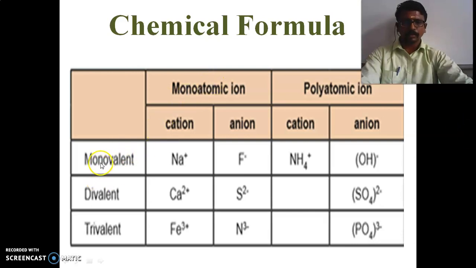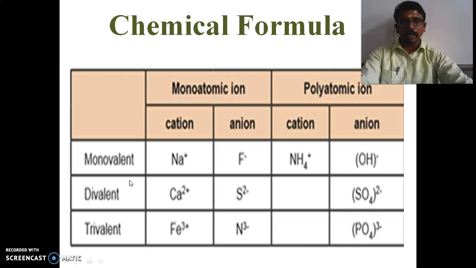First, mono indicates 1, di indicates 2, and tri indicates 3. So valent is nothing but valency. What is meant by valency, children? The outermost shell of the electron is known as valency.